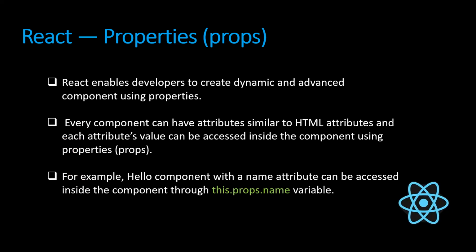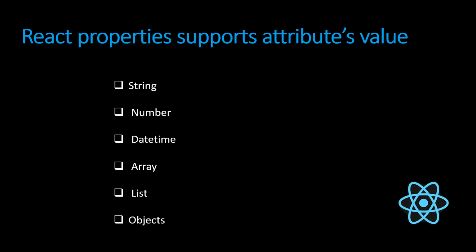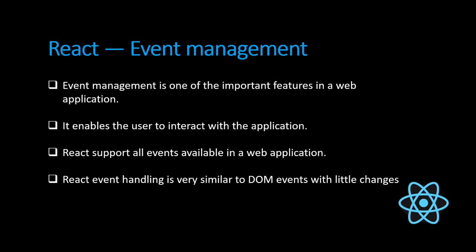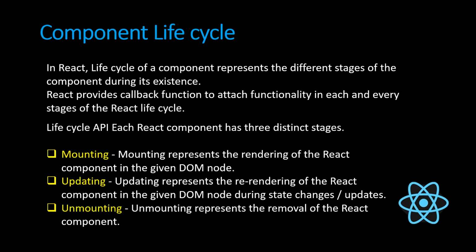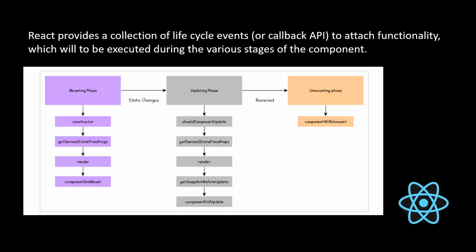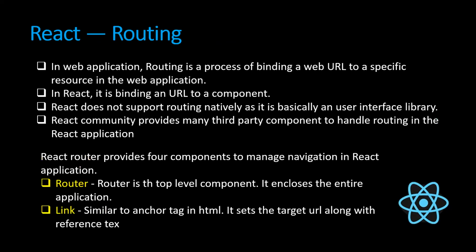React properties enable developers to build dynamic and reusable components using properties. The attribute values can be string, number, date, time, array, list, and object. This is event management: React provides event management using all available events. Component life cycle: mounting, updating, unmounting. This is the React life cycle during project development.